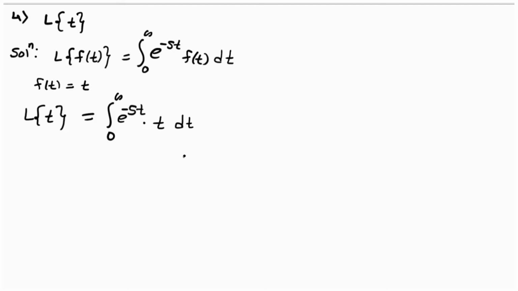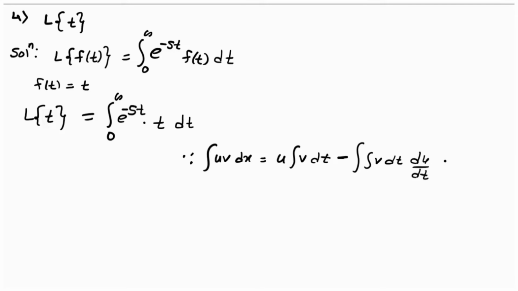So what is the integration by parts? Integration of u v dx is u as it is, integration of v, so I am taking integration with respect to t. So I will write u integration of v minus integration of v derivative of u dt. So this is the integration by parts formula. I will use it directly.